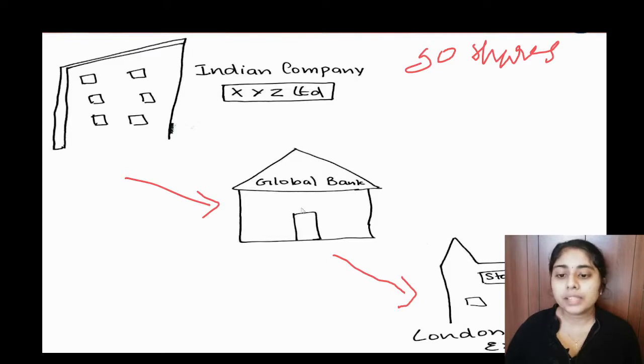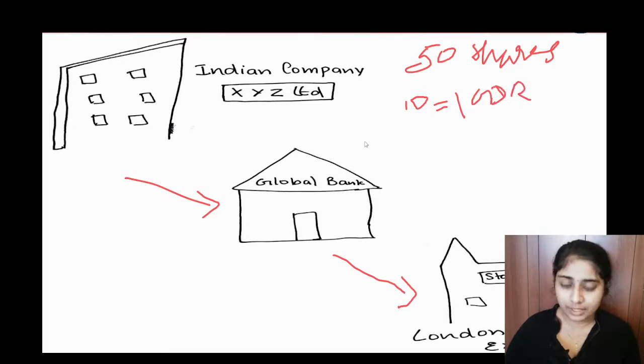Suppose this is a global bank which is situated in India. The Indian company will go to this global bank and tell them that they are interested in selling 50 shares of their company in the London Stock Exchange. Then the Indian company and the global bank will come to an agreement. Suppose they agree that 10 shares is equal to 1 GDR, and they agree upon issuing 50 shares. So the global bank will inform the London Stock Exchange, and the London Stock Exchange will issue 5 GDRs of company XYZ in the London Stock Exchange.